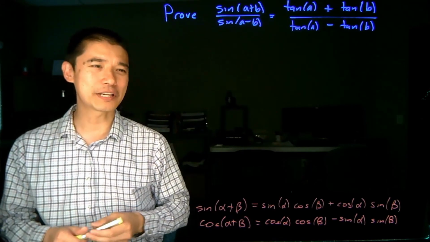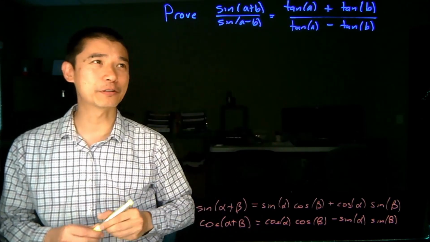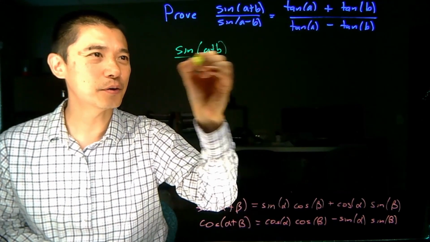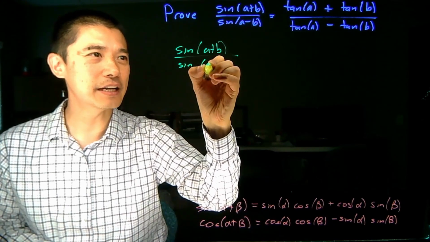And so, again, it's up to you. I'm going to start from the left and work my way to the right. So, sine of a plus b over sine of a minus b.